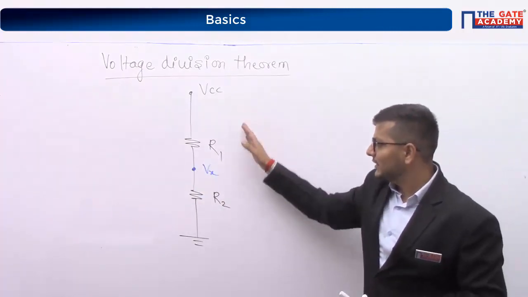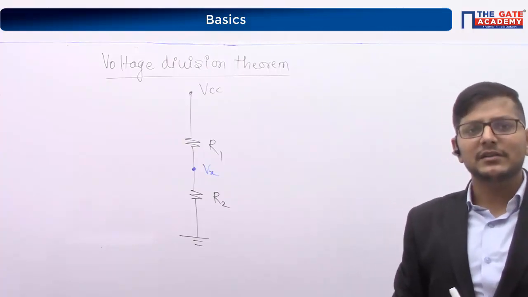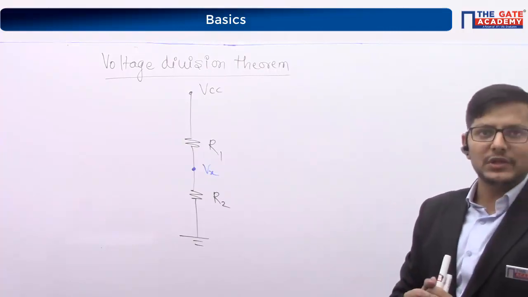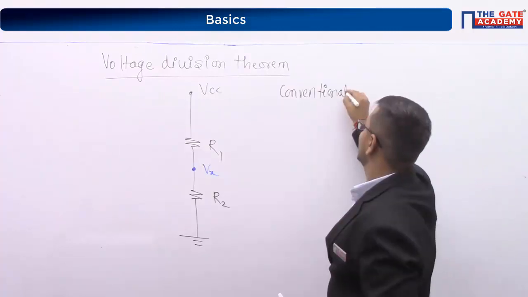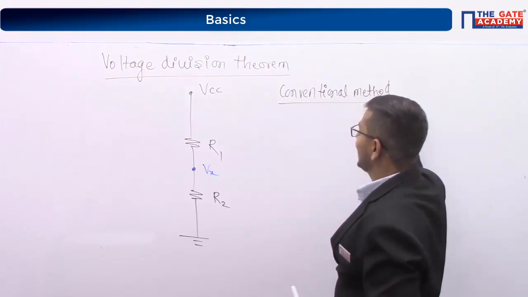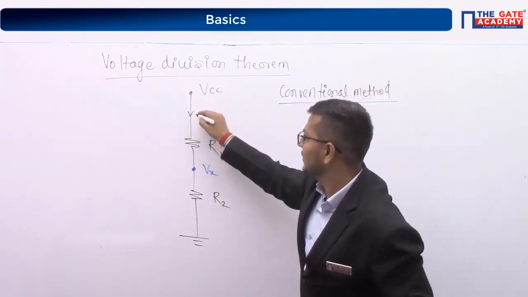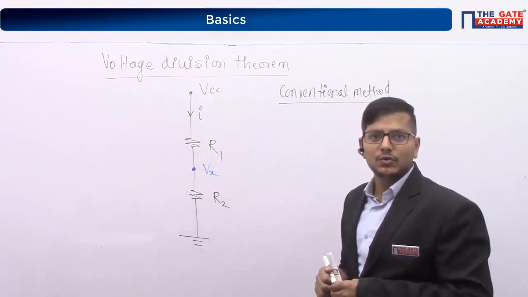For this there is one method. One is the conventional method and the second is the theorem, the voltage division theorem. First of all I am going to discuss the conventional method. First, find the current in this circuit. What is the current flow? By using this current we can find the voltage across R2, right?